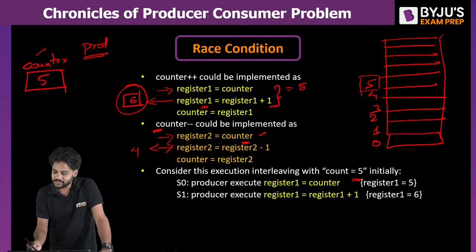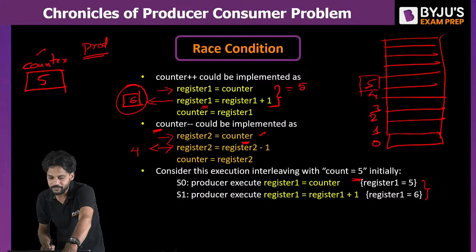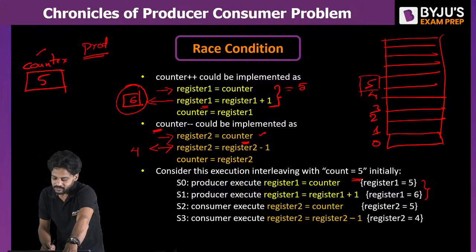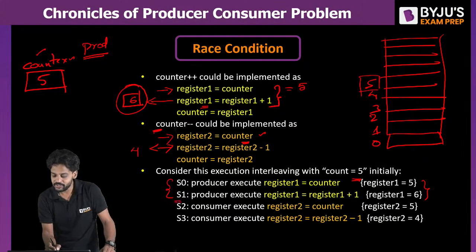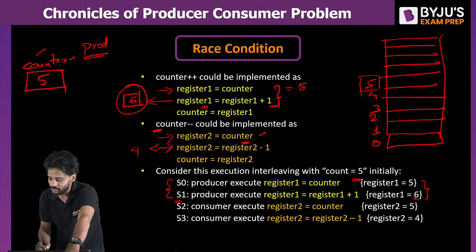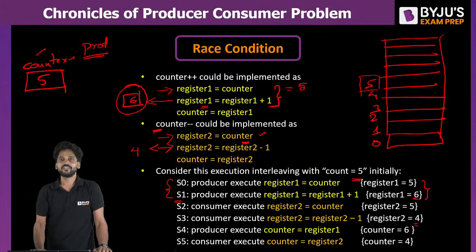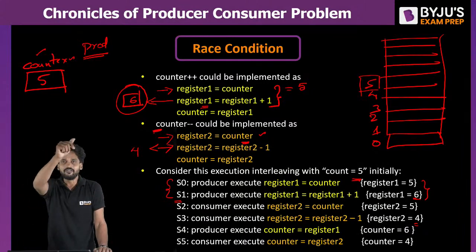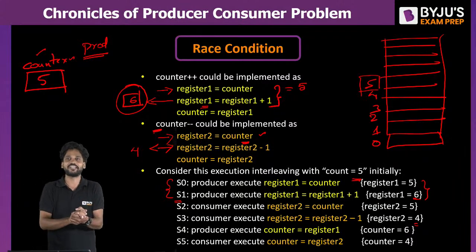Now consider the execution. The producer executes register 1, and the same thing I explained here is given. The producer executed the first 2 statements right at counter equal to 5. So for the producer, within the local registers, the value is equal to 6, but not updated. When the consumer executes, within its local registers, the value is equal to 4, but not updated. The final value of the counter depends on who executes finally. If the producer executes finally, the value will be 6. If the consumer executes finally, the value will be 4. Nothing is correct. None of it is correct, right?